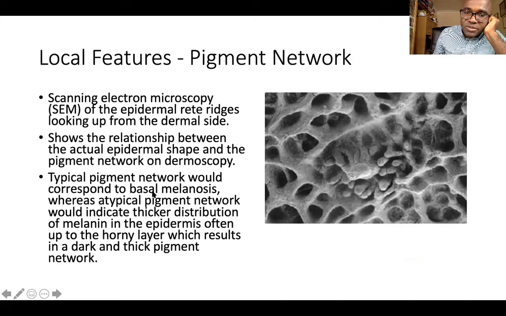Typical network will usually correspond to basal melanosis, whereas atypical network will indicate a thicker distribution of the melanin in the epidermis up to the horny layer. As they come up from the basal layer through the epidermis, they start getting darker, and hence they appear much darker, because of the distribution of the melanin in the epidermis. Okay, hence the dark, thick pigment network.